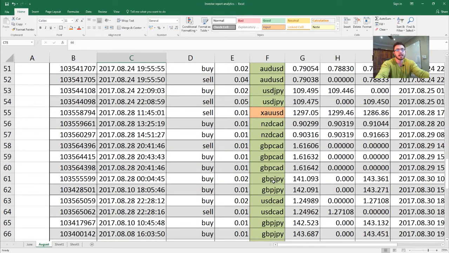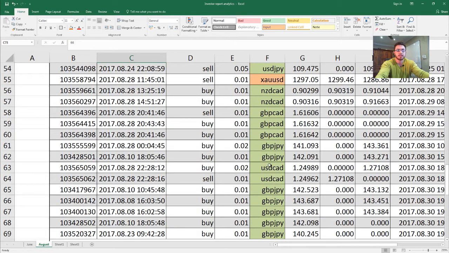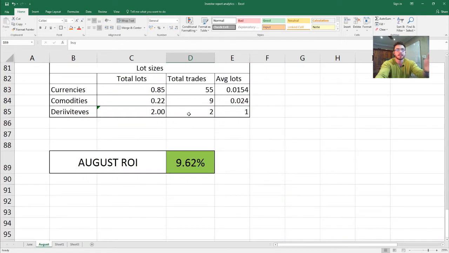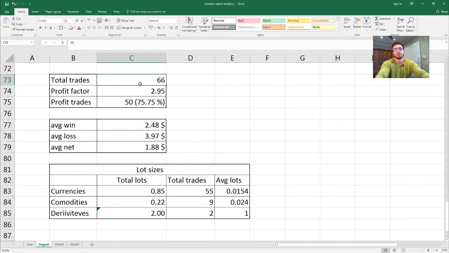But given the fact that I had multiple positions on certain pairs, as an example here, there were 3 positions on pound CAD. That's the one I was talking to you about. So I had 2 buy orders and 1 sell order. That's 3 trades on just 1 position. So these 66 trades are not on multiple different positions.